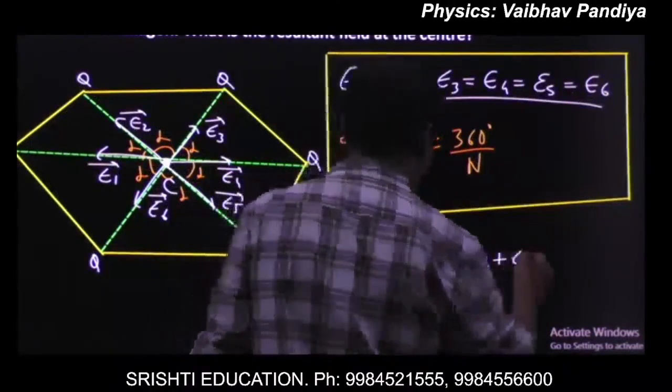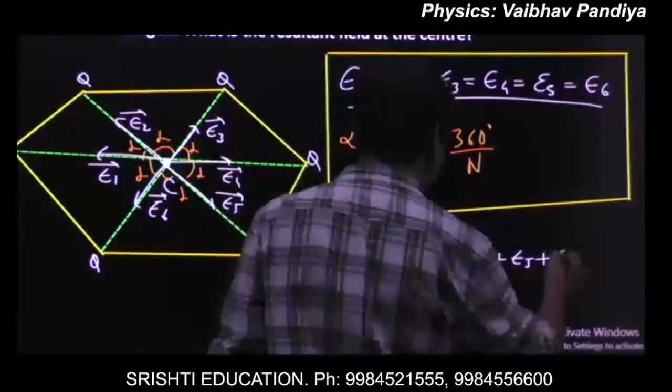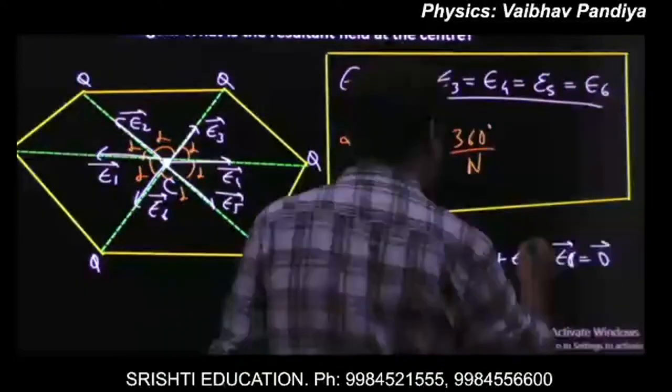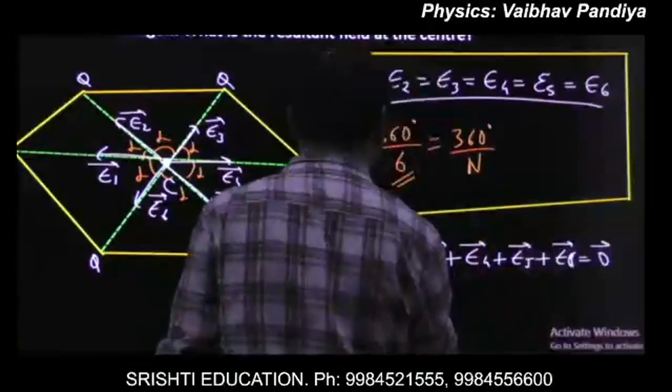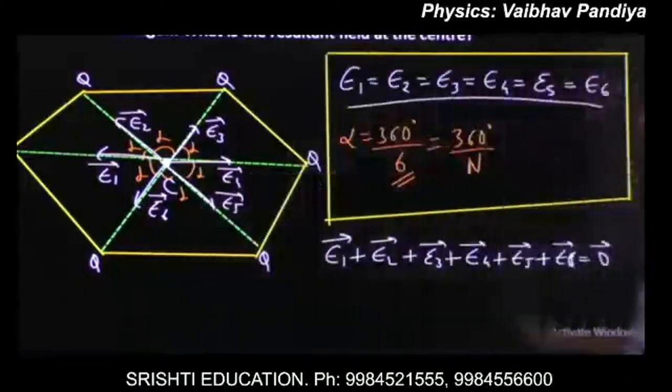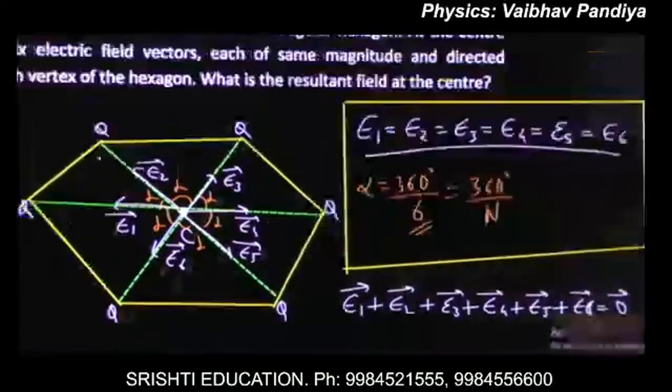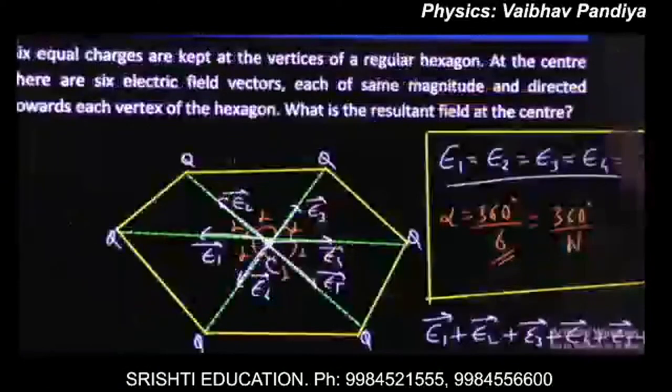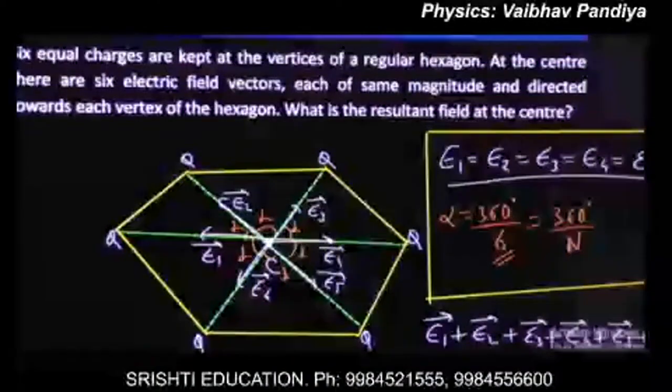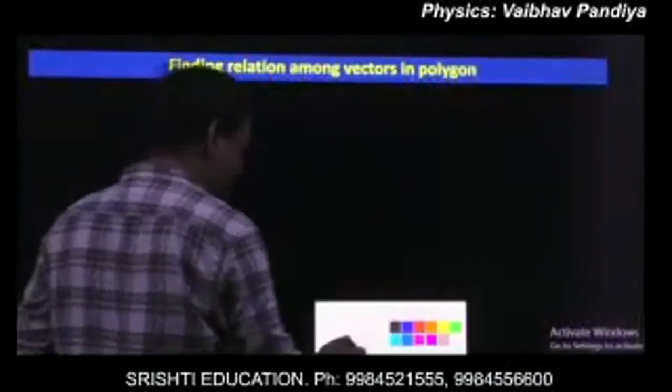The resultant of all the 6 vectors will be a null vector or a 0 vector, correct? So you can apply this property in number of cases, especially in the chapter of gravitation and electromagnetism. Now see the next application. Finding the relation among the given vectors in a polygon. This is also very important.